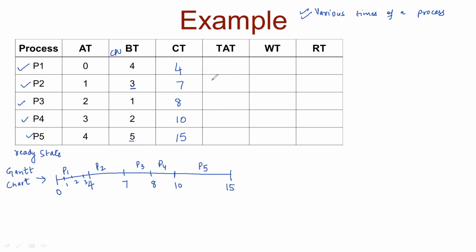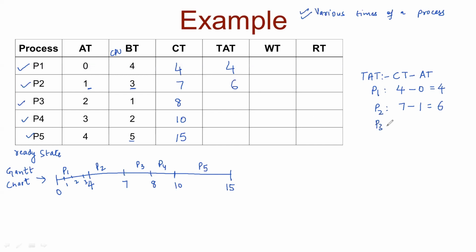Now let's come to turnaround time. We all know that turnaround time is the time from when a process arrives in main memory to the time it leaves the CPU. So it is basically completion time minus arrival time. So if I talk about process P1, the completion time of process P1 is 4 minus its arrival time, which is 0. So its turnaround time comes out to be 4. For P2, completion time is 7 and arrival time is 1. 7 minus 1 gives you 6.